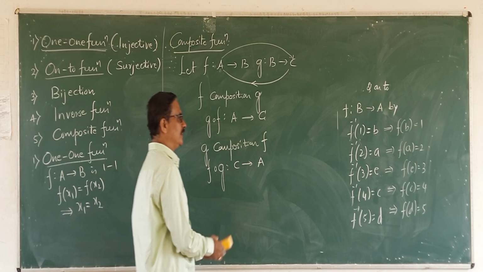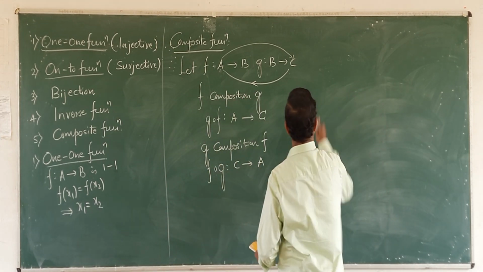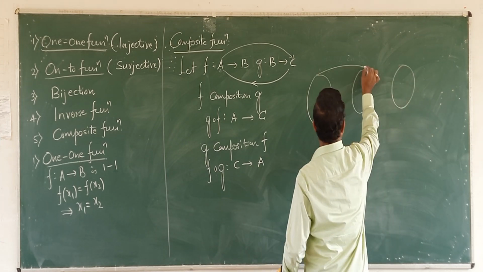Okay. Now by using a diagram, look here. Take three sets. Say A, B, C are three sets. A set, B set, C set.